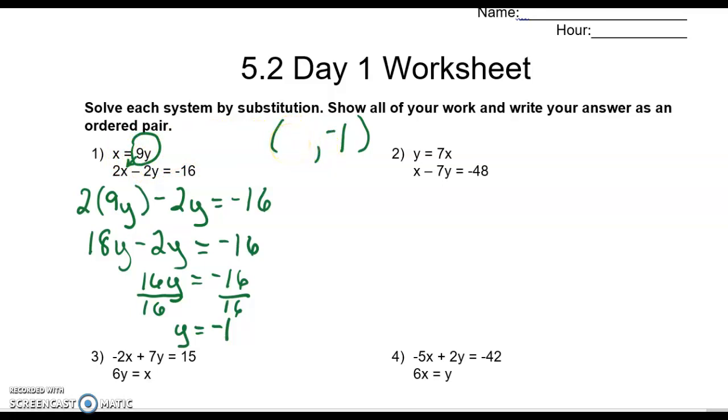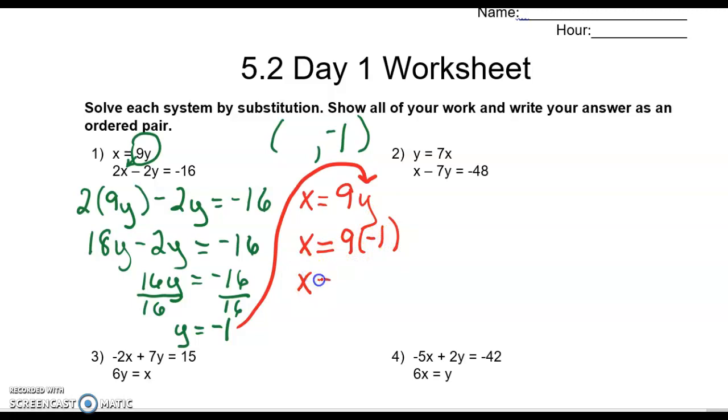That doesn't make sense. So now I'm going to come back up to this first equation, x equals 9y. Well, I know what y is, so I can drop the -1 in place of the y. So x equals 9 times -1. So x is -9. So then put that into your solution set. So we now know that x is -9 and y is -1.